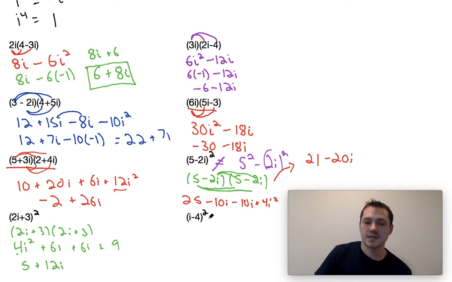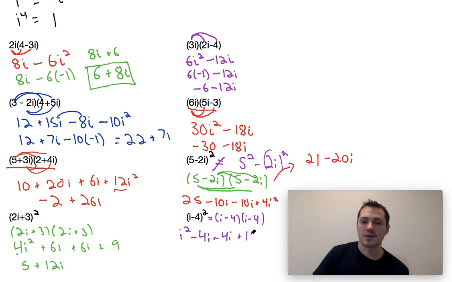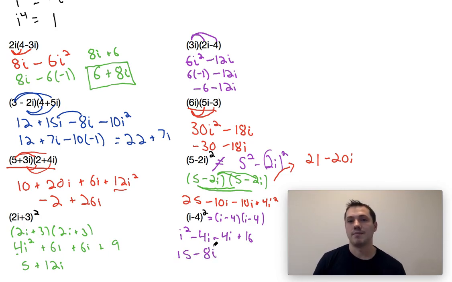And then finally, with this one right here, i minus 4 times i minus 4, i squared minus 4i minus 4i plus 16. i squared is negative 1, plus 16 is 15. So this becomes 15 minus 8i. And that's how we do it.